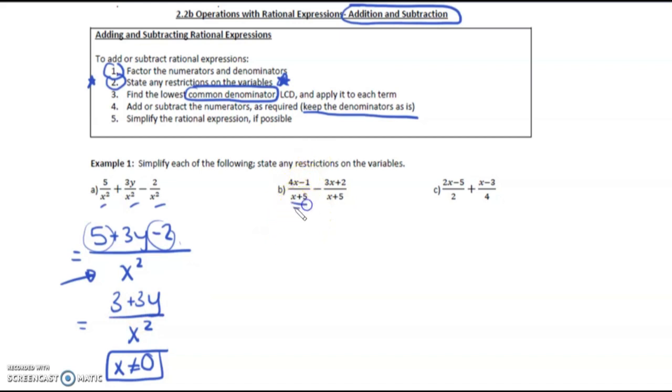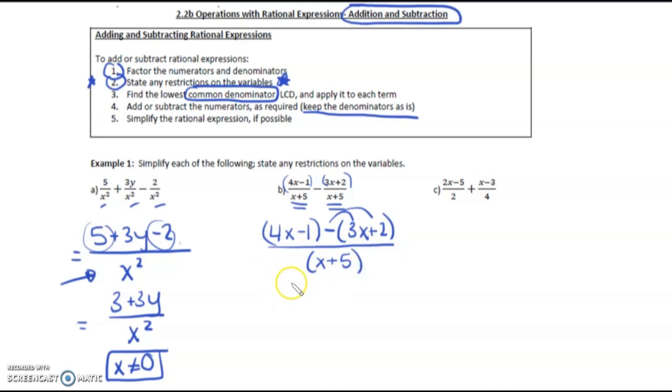Okay, next one. The denominator can also be, instead of a monomial, a binomial. So we can collect the top. I personally bracket these and I'll show you why. So we get 4x minus 1. But we're going to actually subtract this entire expression. So what happens is a lot of individuals will put the negative sign right on the 3x, but it's also going to be distributed to the 2. Okay, so we get 4x minus 1 minus 3x minus 2.